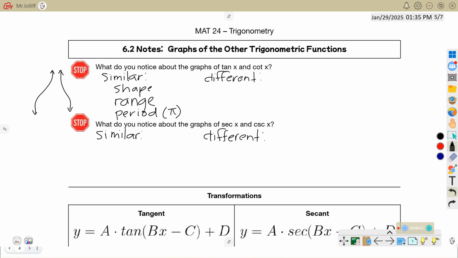What's different about these guys? They have different asymptotes. Their asymptotes are in opposite spots. One has asymptotes on whole numbers of pi. One has asymptotes at half numbers of pi. Yeah, very good. What else?